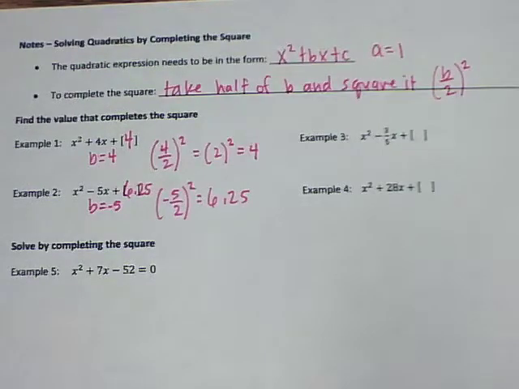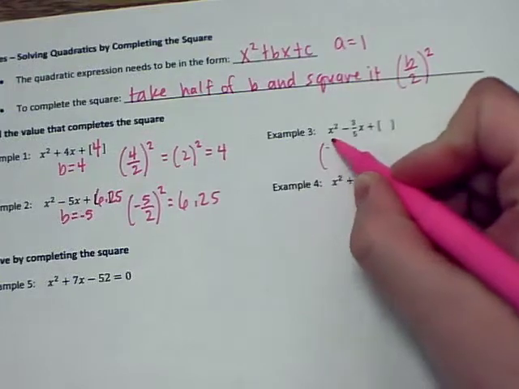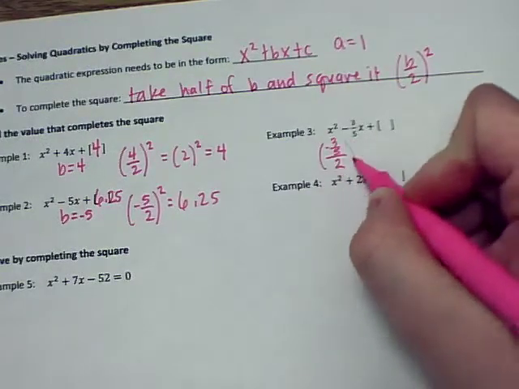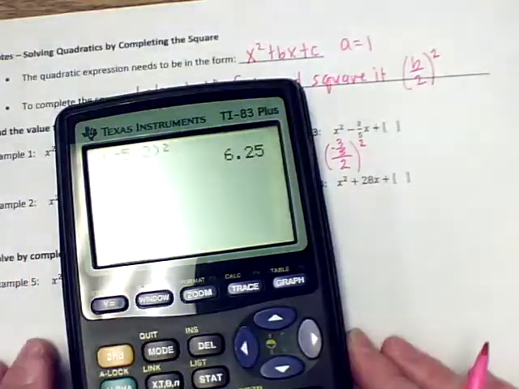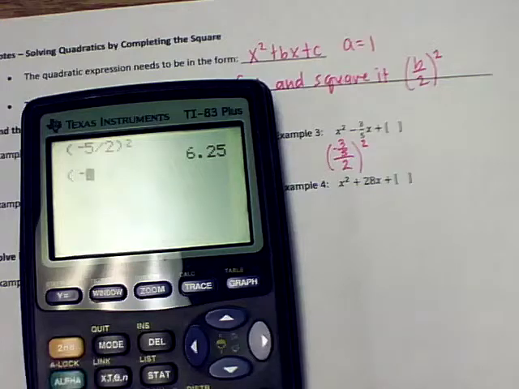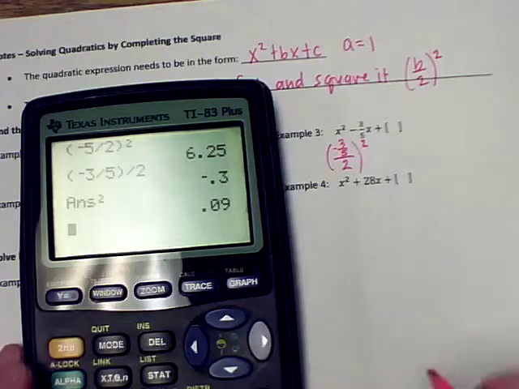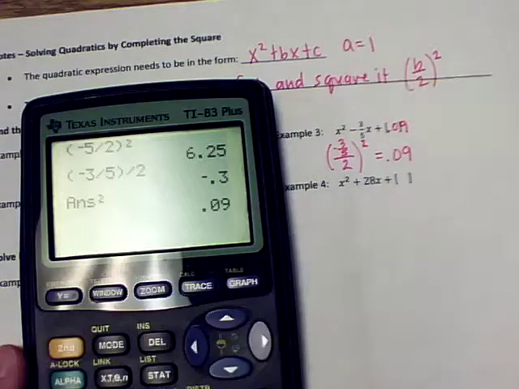All right, if we look at example 3, I'm going to take -3/5 divided by 2 squared. So again, I'm going to use my calculator for this. So I'm going to have -3/5 divided by 2, and then square that. So that's 0.09 there.